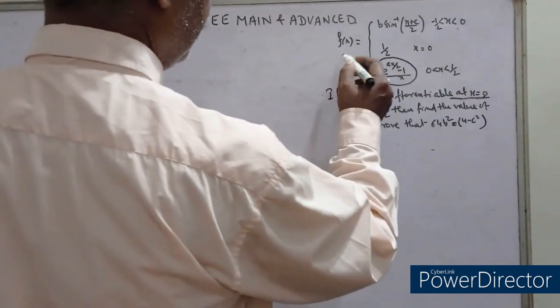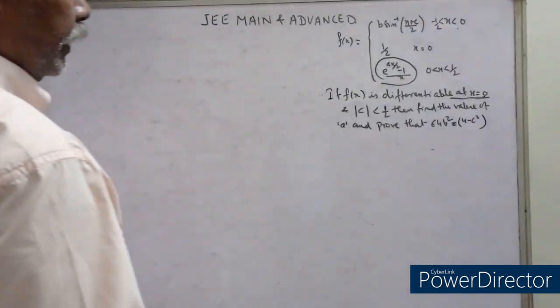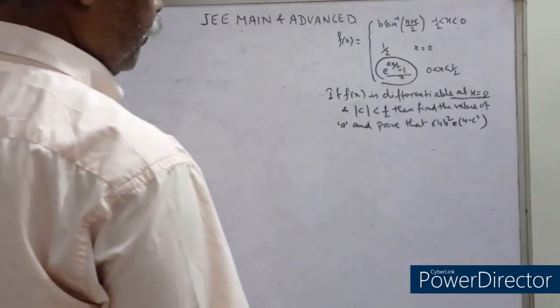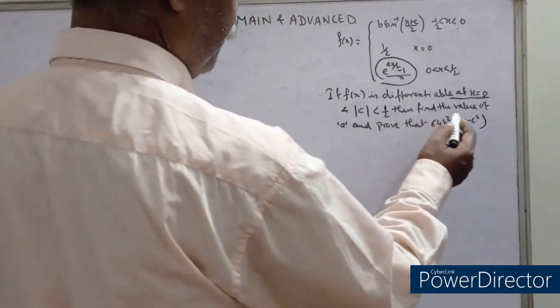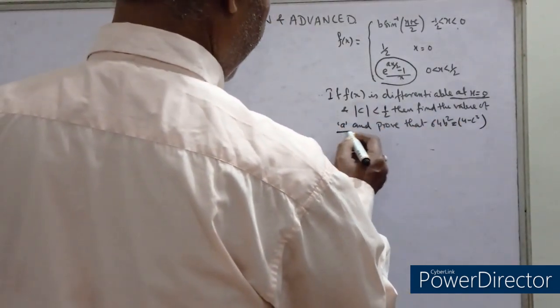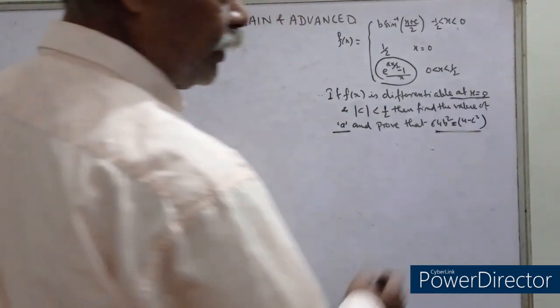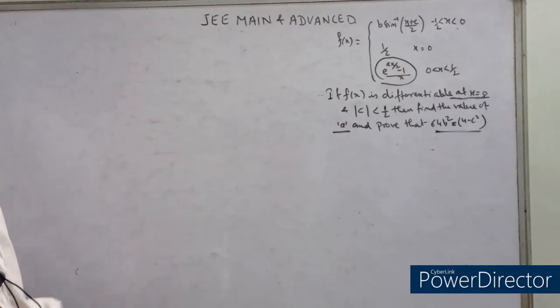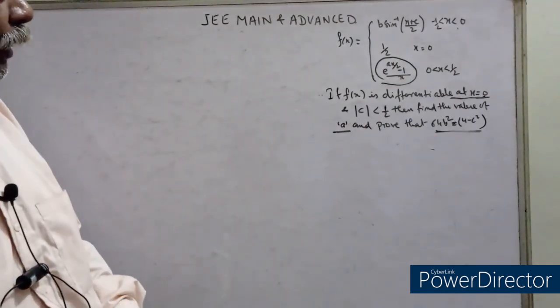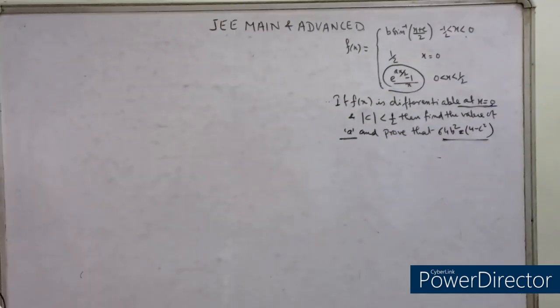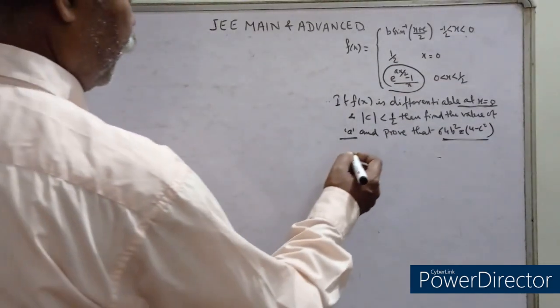Now my first question is this: it is given that f(x) is differentiable at x = 0, and this is less than 2. You have to find the value of a, and you also have to prove this. Now I am going to solve it.